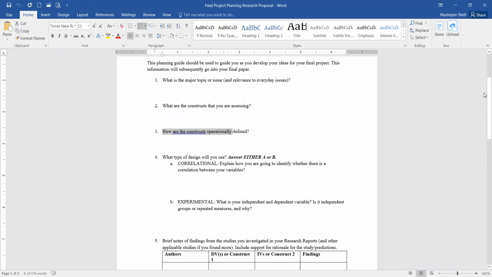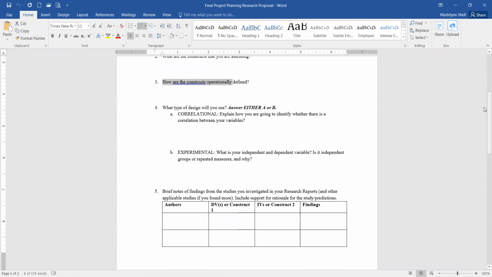Third, you need to identify how your constructs are operationally defined. So this means you need to figure out how you will measure or assess each of the 2 variables you're studying. You might be using self-report surveys or have someone else report on the behavior or do observations, or maybe you're planning to manipulate the construct in some way in an experiment. Either way, you need to clearly operationally define the 2 constructs you said you were assessing.